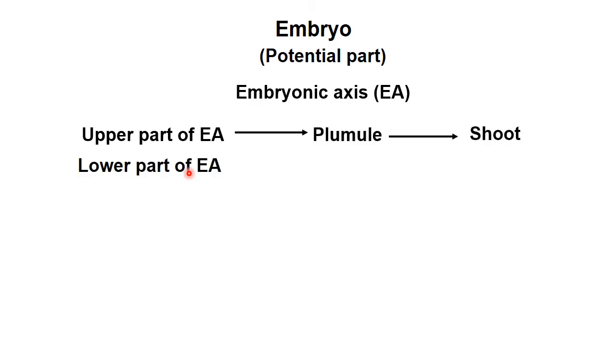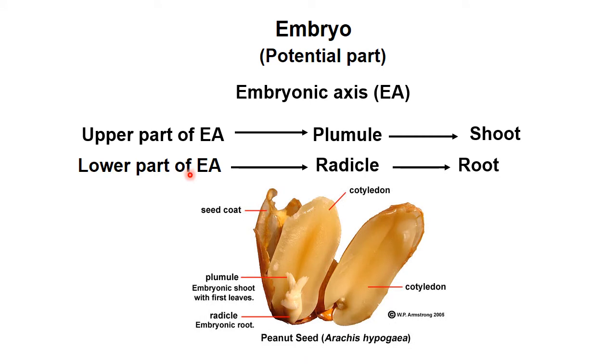Let's see in detail about the potential part, which is the embryo, and it consists of embryonic axis. The upper part of the embryonic axis called plumule, and it develops into shoot system of the plant. Then the lower part of the embryonic axis called radicle, and it develops into root system of the plant.